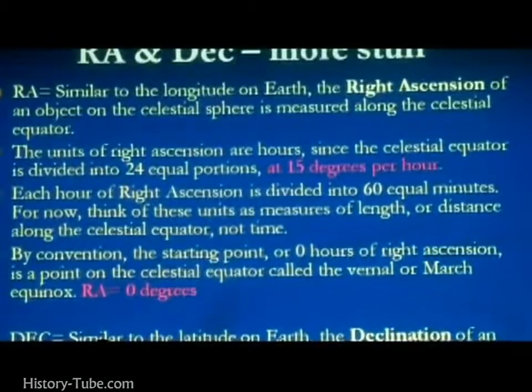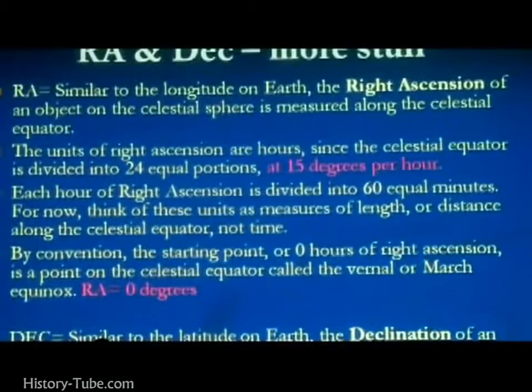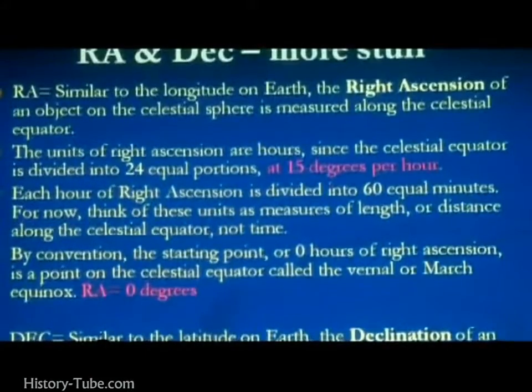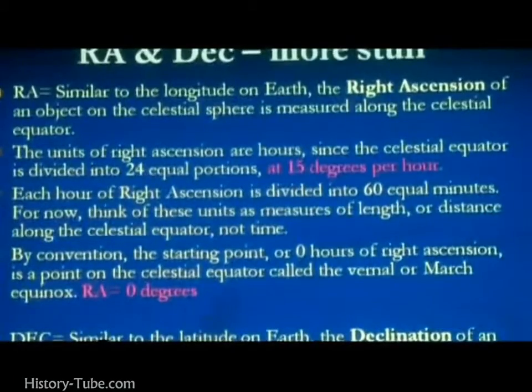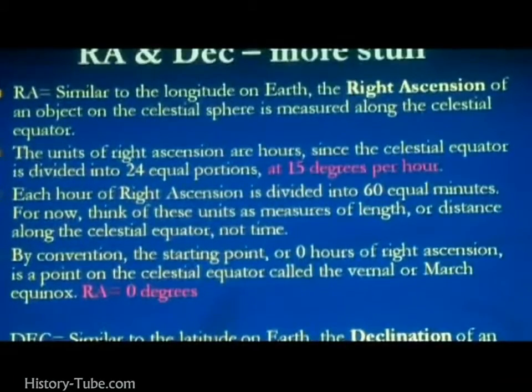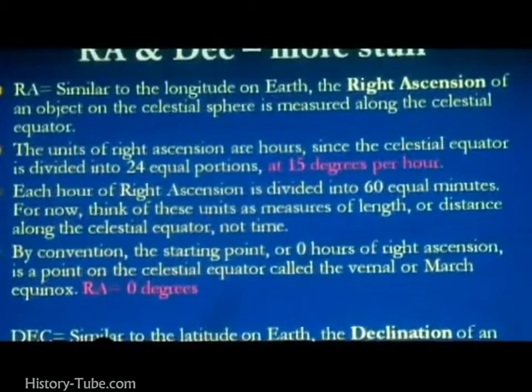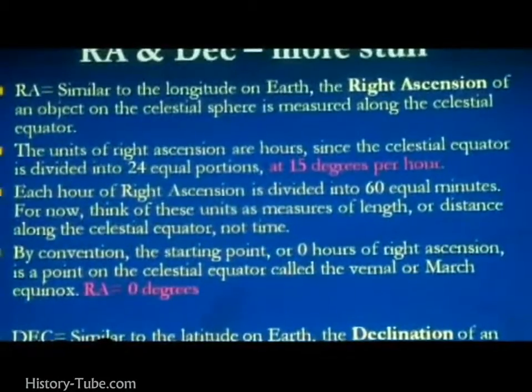Each hour of right ascension is divided into 60 equal minutes. Everybody knows that there are 60 minutes in an hour. For now, think of these units as measures of length or distance along the celestial equator, not time. So when we talk about an hour of right ascension, we don't mean looking at your watch for an hour. We're talking about 15 degrees. So in 15 degrees, we would have 60 equal minutes inside of that.